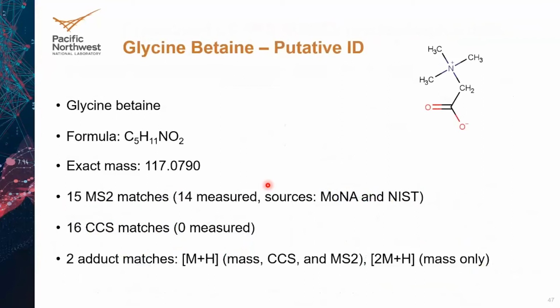I'll just quickly touch on our attempts right now to use all of our predictive data to confidently identify metabolites. So we believe we've identified glycine betaine in these samples. This is just looking at 3 representative data files out of the over 900. We had 15 MSMS spectra matched to experimental spectra in a variety of repositories, mainly MONA and NIST. There were no experimentally determined CCS that we could find for this molecule, and so we matched to our in silico generated CCS instead here.